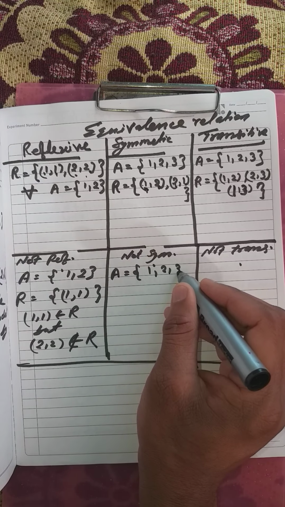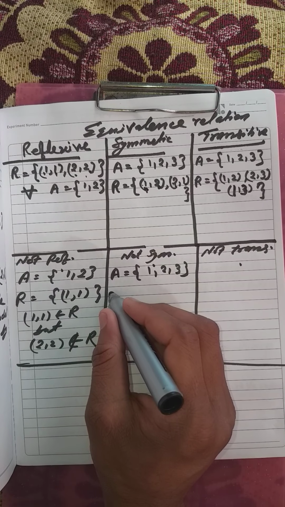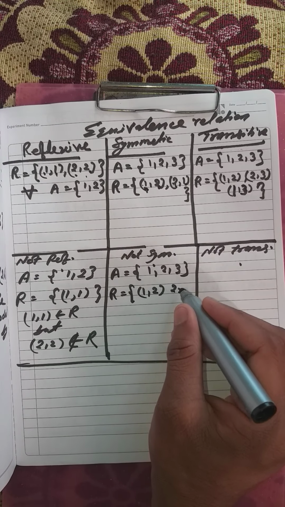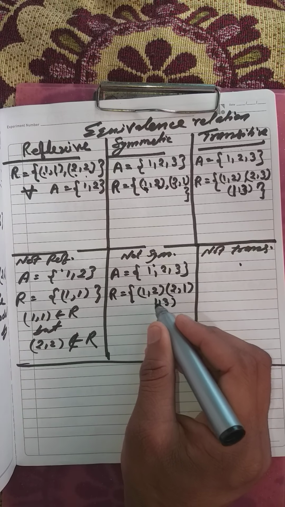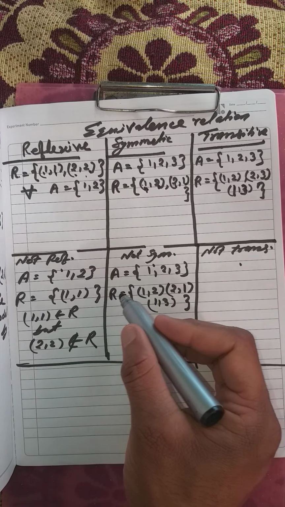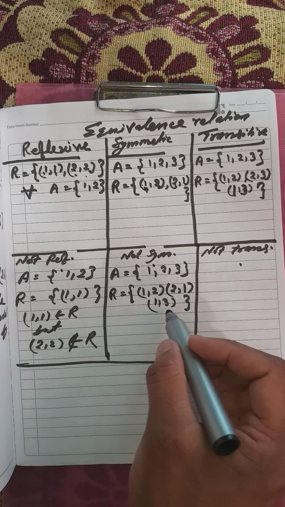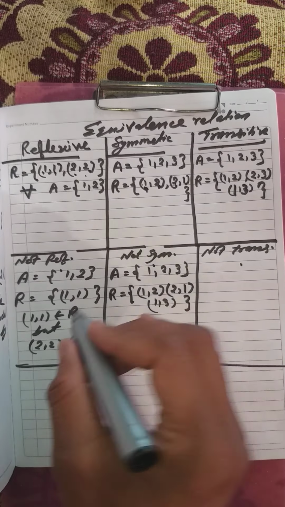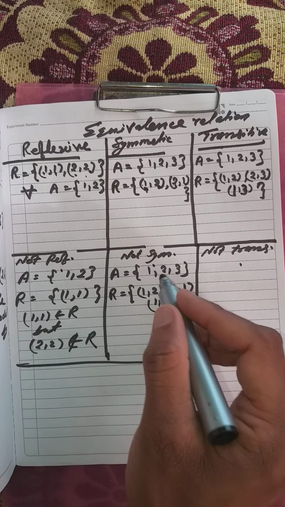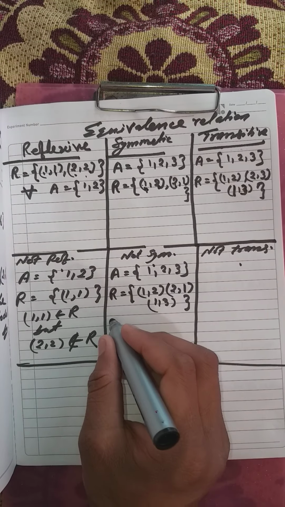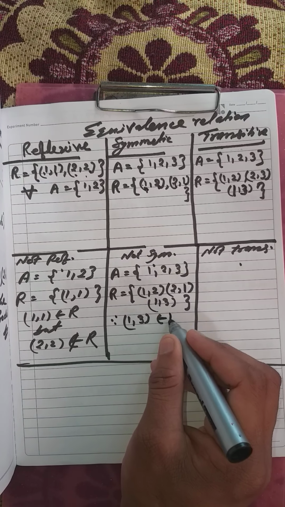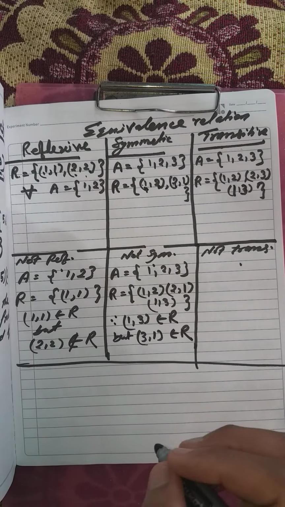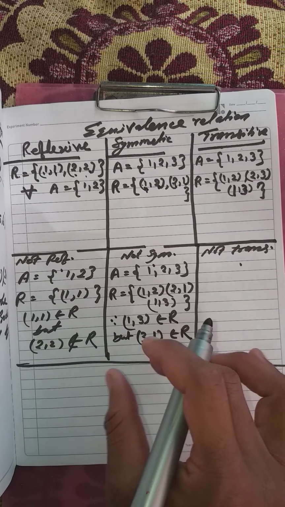Not symmetric. Not symmetric means, let us suppose I have a relation R for a set A having elements 1, 2, 3. Let relation R = {(1, 2), (2, 1), (1, 3)}. Since (1, 2) belongs to R and also (2, 1) belongs to R, but (1, 3) belongs to R, there must be a (3, 1) which must belong to R. This is not symmetric since (1, 3) belongs to R, but (3, 1) doesn't belong to R. Therefore, such a type of relation is not a symmetric relation.